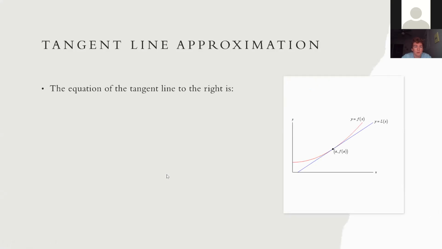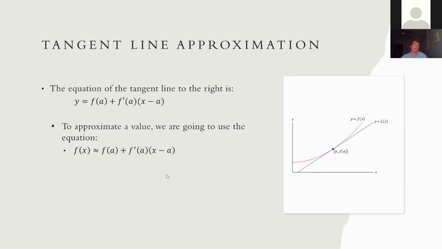Tangent line approximations: the equation of the tangent line to the right would be y equals f of a plus f prime of a times x minus a. To approximate a value, we're going to use this equation. The equation f of x is approximately the equation of the tangent line. And then just some vocab that the professor wanted to make sure we understand. L of x is called the linearization of f at a.